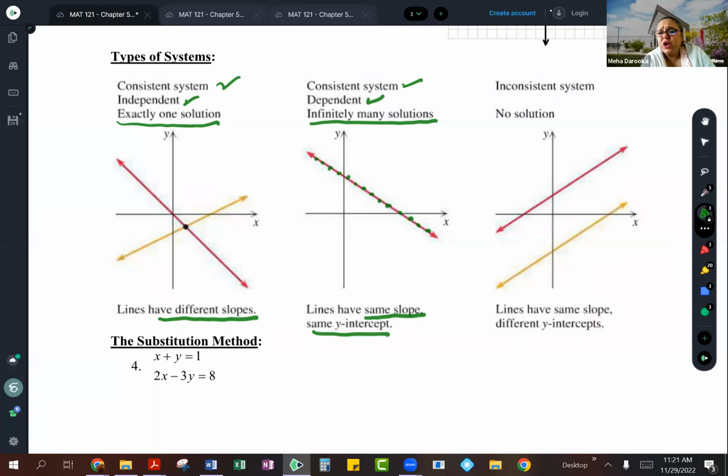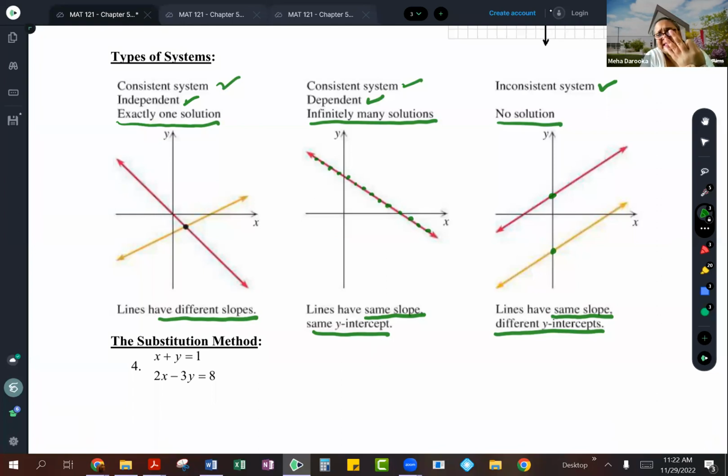And then the last one, where the two lines are parallel to each other, kind of like your railway tracks. They are never going to touch each other. They are never going to intersect. If you don't have a single point which is common between both the lines, then obviously that means we have no solution. So in this case, we would say we have an inconsistent system. And even though the two lines are parallel, remember that means they will have the same slope, but obviously they will have different y-intercepts because they're going to cross the y-axis at two different points. The same slope, but different y-intercept.